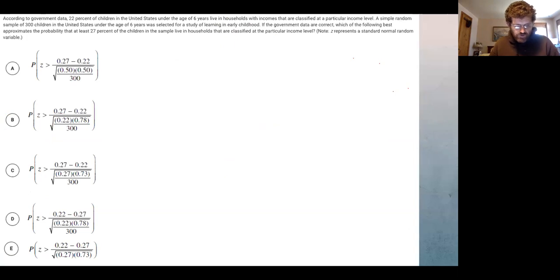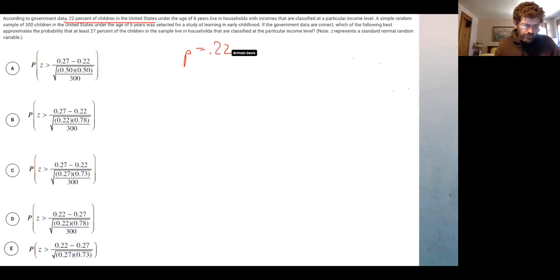Okay, so long story short with this one, we do need to go through and read for certain pieces of information, but we're trying to figure out which of the following best approximates the probability that at least 27% of the children in the sample lived in households that are classified at a particular income level. Okay, so what we are looking at here is that 22% of children in the US under the age of 6 live in households with incomes that are classified at a particular income level. So this is our population proportion, 0.22.